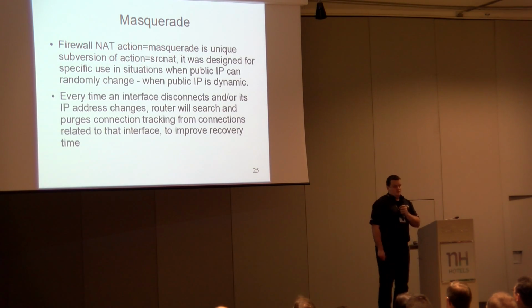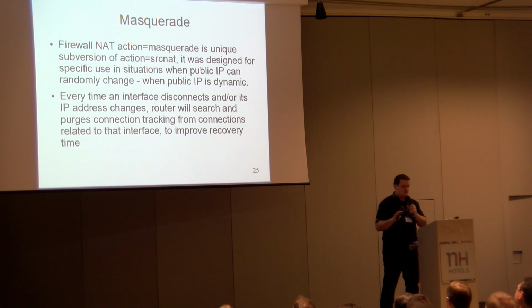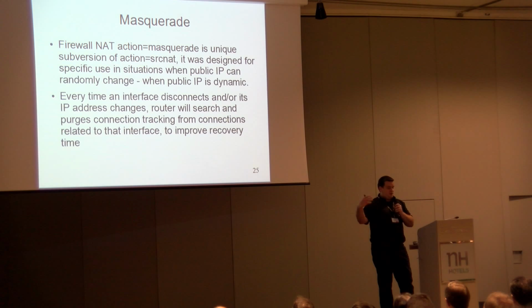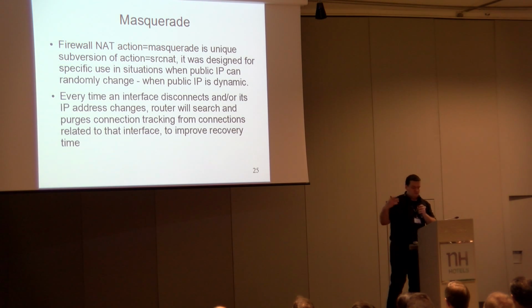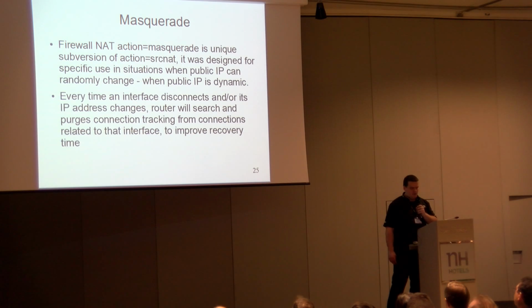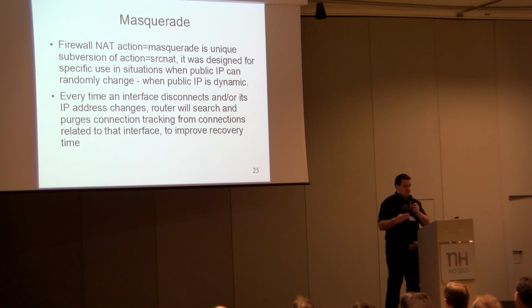So, Masquerade is a unique subversion of source NAT. First of all, if you have a static IP address, you can use source NAT instead of Masquerade. Masquerade is only for dynamic addresses where the public address can dynamically change. So it's specially designed for situations when those IP addresses change. So the IP is dynamic or through a tunnel or something like that. So what is this speciality? Why does it work better than source NAT?